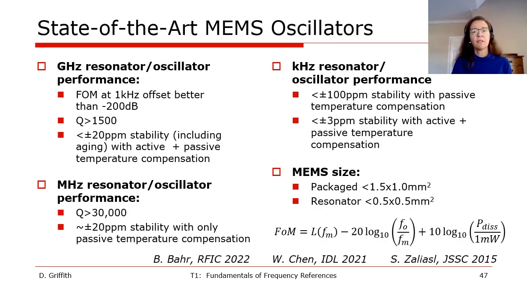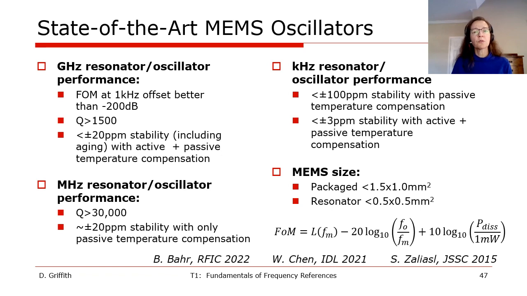So to summarize the state of the art in the MEMS frequency references, we need to look at them versus frequency. For the gigahertz oscillators, the figure of merit considering the phase noise and power consumption is better than minus 200 dB, and the quality factor of the resonator is greater than 1,000. It's possible to achieve better than plus minus 20 ppm accuracy, including aging, with a combination of active and passive temperature compensation. Then for the MEMS references in the megahertz range, we find that the quality factor is greater than 30,000, with plus minus 20 ppm accuracy being achieved with only passive temperature compensation.